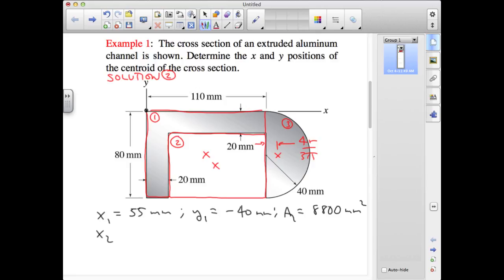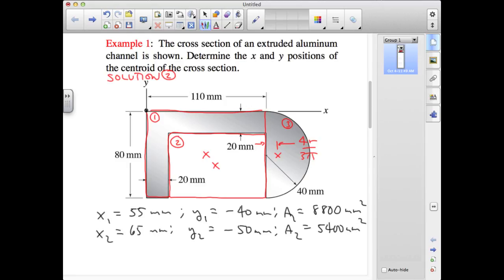The second rectangle is 90 millimeters by 60 millimeters. Its x center is, we have to go 20 millimeters across and then half of that 90. So again, x2 will be 65 millimeters. y2, we have to go down 20 millimeters before we go down half of 60, which is 30. So this ends up being minus 50 millimeters. And A2 is 90 by 60, or 5,400 millimeters squared.